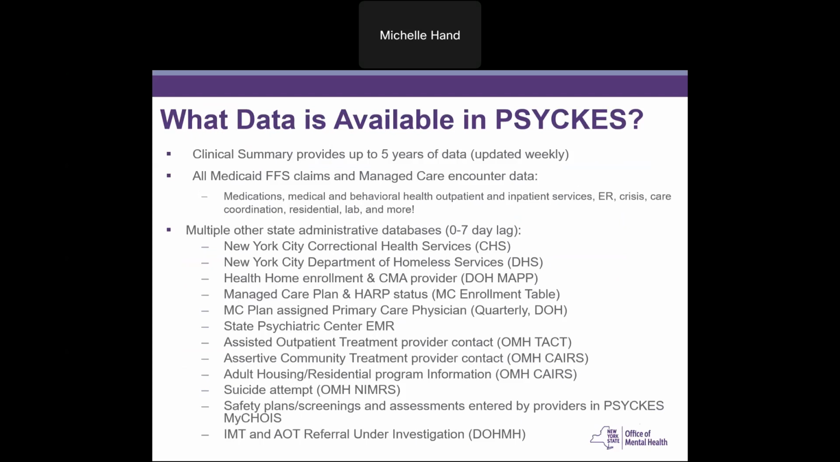And then next we have information coming to us from NIMERS, and this is going to show suicide attempt data. And this is actually one of the instances in PSYCKES where this data will not be restricted to the 5-year look back rule. So suicide attempt information is all available data, meaning even if an attempt occurred 10 years ago, that would still show up on the client's clinical summary because it's such important information.